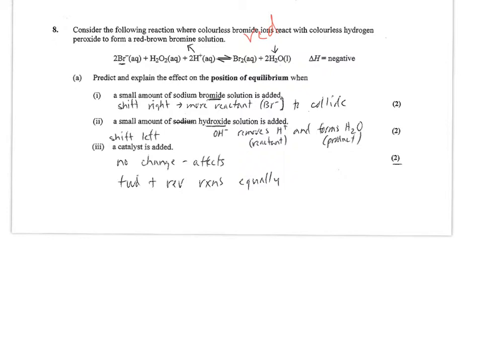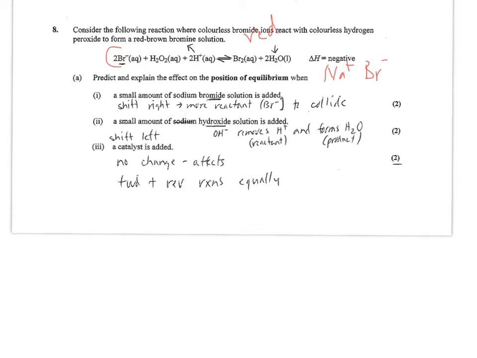Well, it's not about the sodium, it's the fact that sodium bromide is a salt, so I've got Na plus and Br minus, and the question is, can either one of these ions affect my equilibrium? And bromine definitely can affect my equilibrium because I'm adding reactant and I am going to shift my equilibrium to the right as more bromine particles collide on the left side.